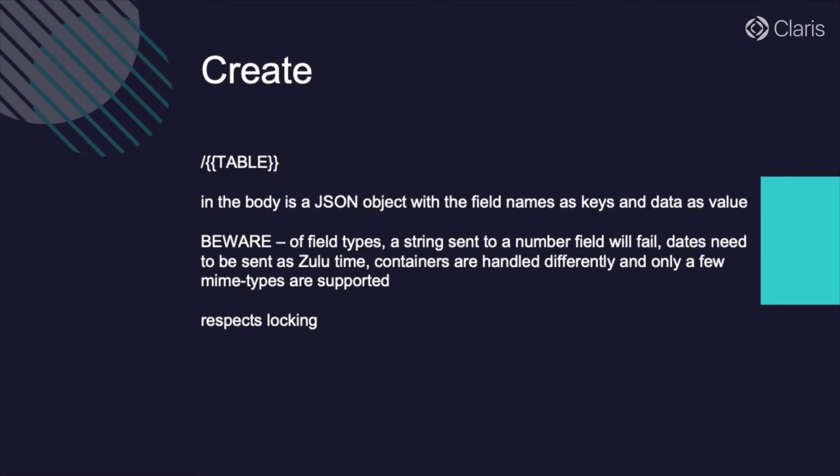So we just talked for a while about getting data. One of the next things you're going to want to do is to start to create some records. So we just point the create command at the table. This time we do have a JSON object in the body of the REST request, and now it's not a GET anymore, it's a POST. So POST into this table this block of JSON. The keys are the field names and the values are the data that we wish to go in there.